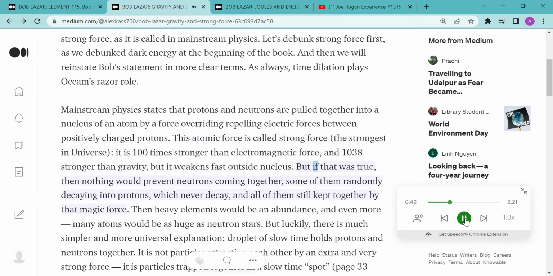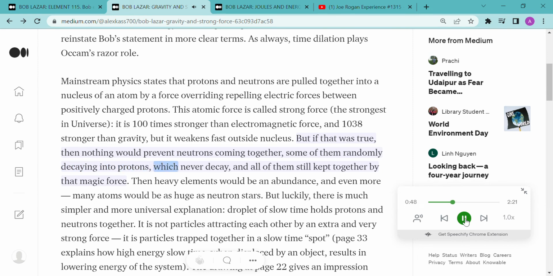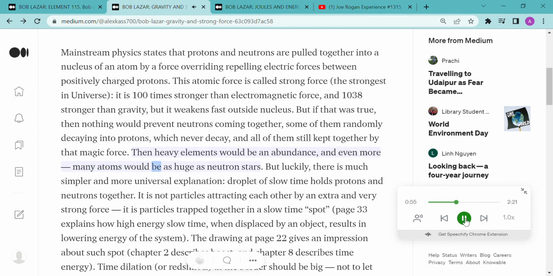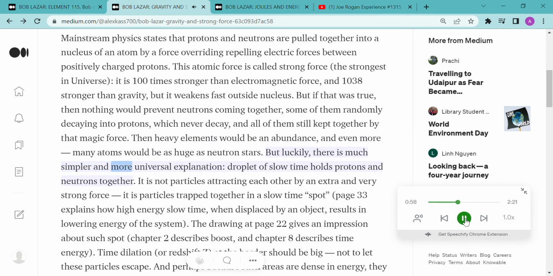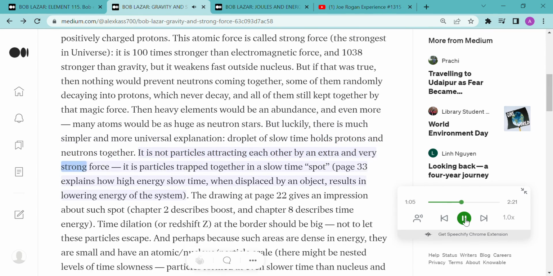But if that was true, then nothing would prevent neutrons coming together, some of them randomly decaying into protons, which never decay, and all of them still kept together by that magic force. Then heavy elements would be in abundance, and even more, many atoms would be as huge as neutron stars. But luckily, there is a much simpler and more universal explanation. A droplet of slow time holds protons and neutrons together. It is not particles attracting each other by an extra and very strong force. It is particles trapped together in a slow time spot.